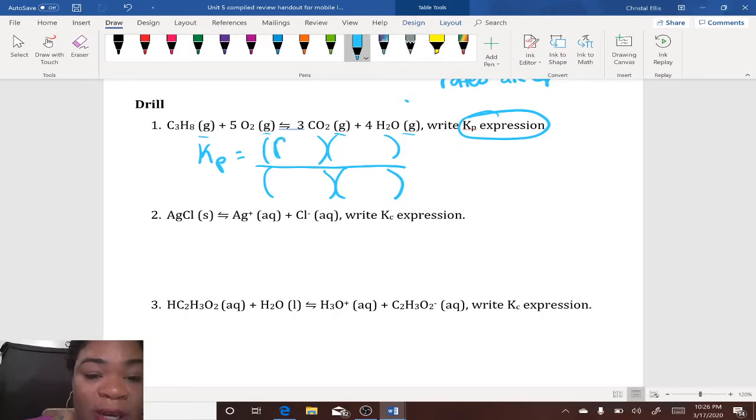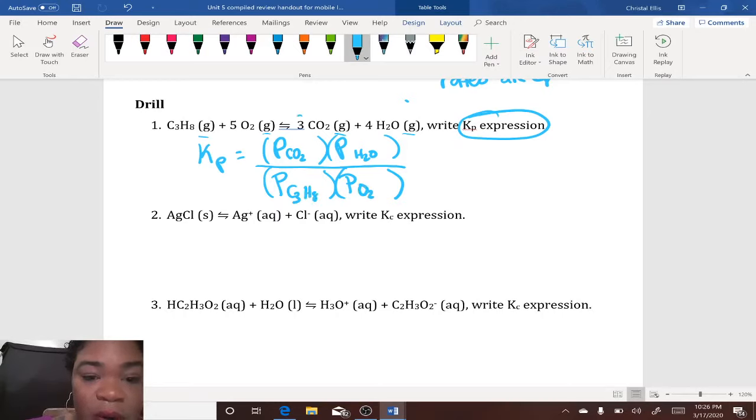We always have to put P to indicate partial pressure. If you do not do that, the AP College Board will mark you incorrect. And then your products are going to be written as subscripts. So it will be CO2, this will be H2O, and your reactants will be C3H8 and O2.